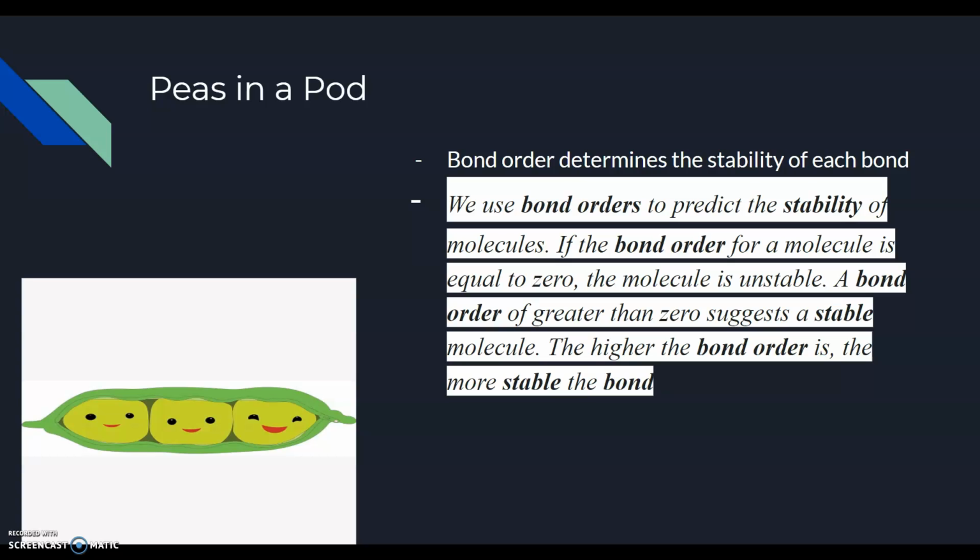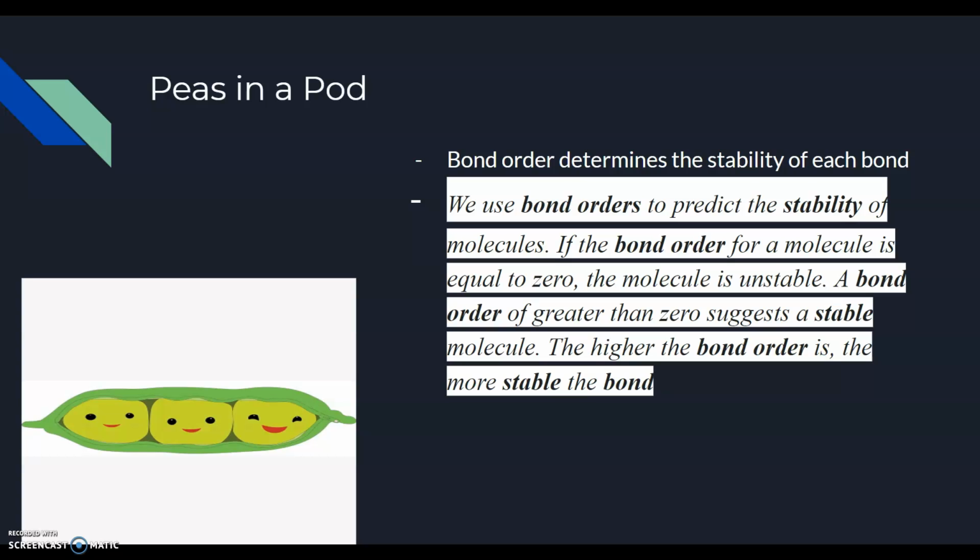This one I labeled peas in a pod. Just from what it says on the slide, bond order determines the stability of each bond, just like we recently talked about. We use bond orders to predict the stability of molecules. If the bond order for a molecule is equal to 0, the molecule is unstable. A bond order of greater than 0 suggests a stable molecule. The higher the bond order is, the more stable the bond.